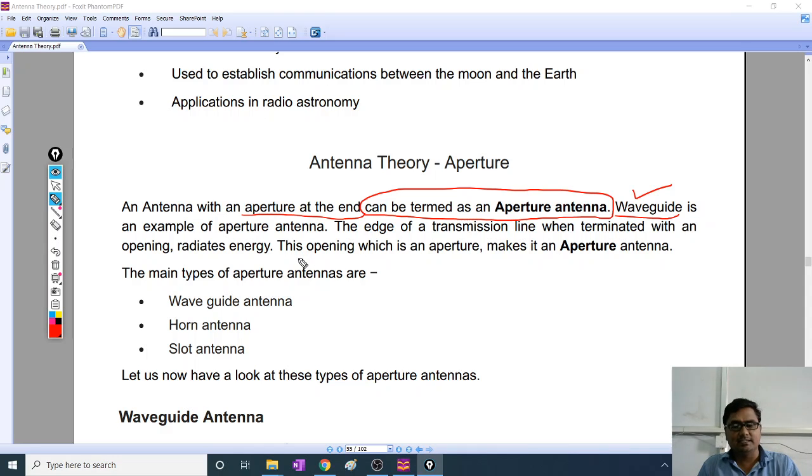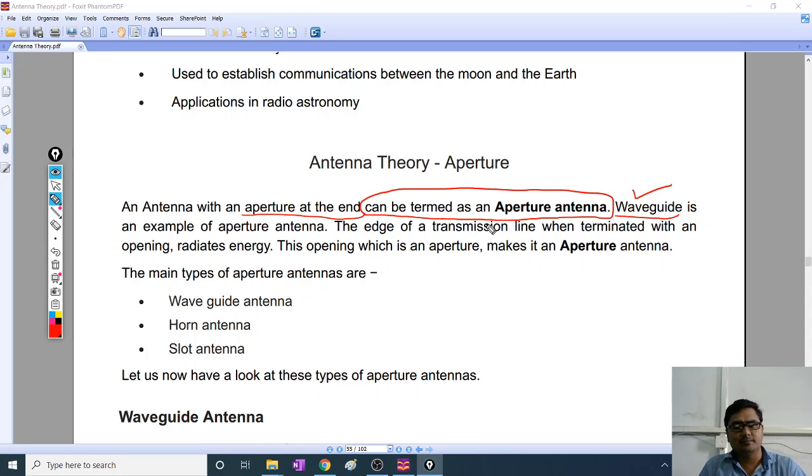For the time being, in antenna theory, understand that waveguides are like a hollow tube. At one end we feed the signal, and from the other end we get some radiation. So a waveguide can radiate. Waveguides are radiators, but I am not saying they are efficient radiators. They are just radiators with the ability to radiate electromagnetic waves, and that's why we can say it works as an antenna.